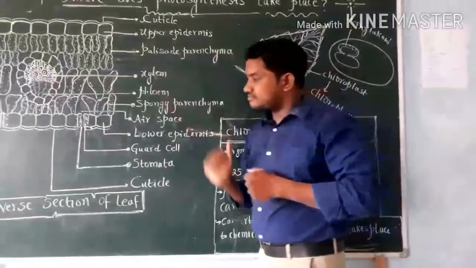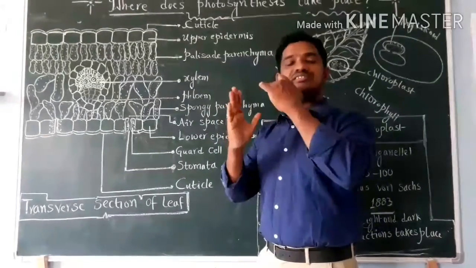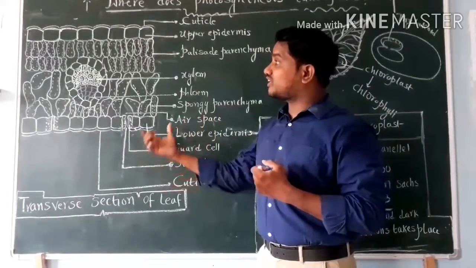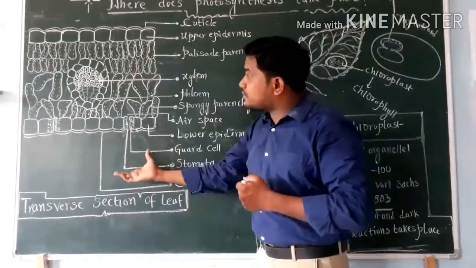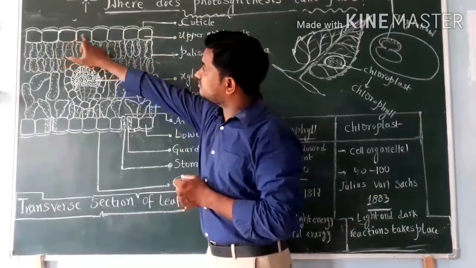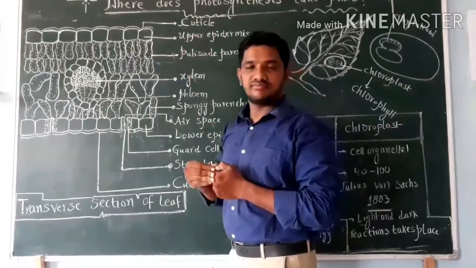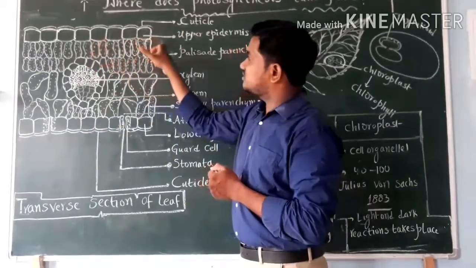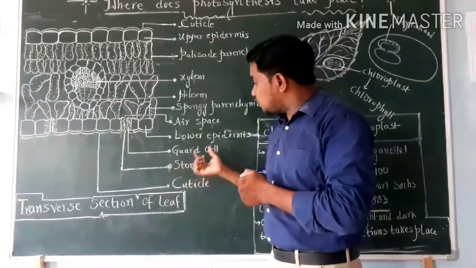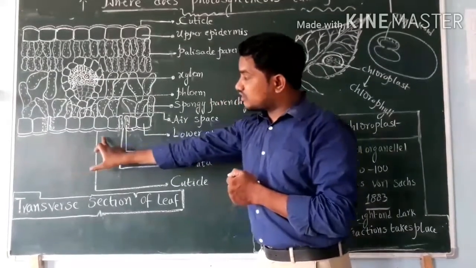See, this is the transverse section of the leaf, meaning the horizontal section of the leaf. If we observe the horizontal section of the leaf, we can see many parts. See, this is the outermost layer, that is called the cuticle. After it, arranged cells are called the upper epidermis. It has a lower epidermis also, and it is covered with the cuticle.